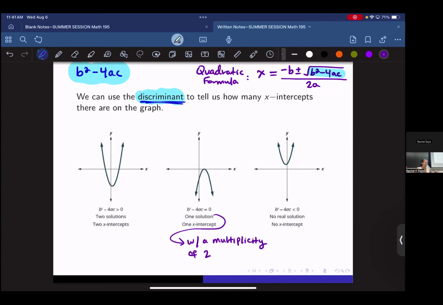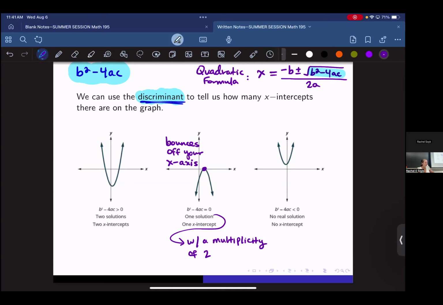And that visual, that one x-intercept, it's just bouncing off the x-axis. So that's another phrase that I like to use. Anytime you have a multiplicity of 2, it bounces off your x-axis. What is the multiplicity? Multiplicity is just the root is being multiplied. It's being repeated. All quadratic functions will always have two roots, but a root can be repeated twice.